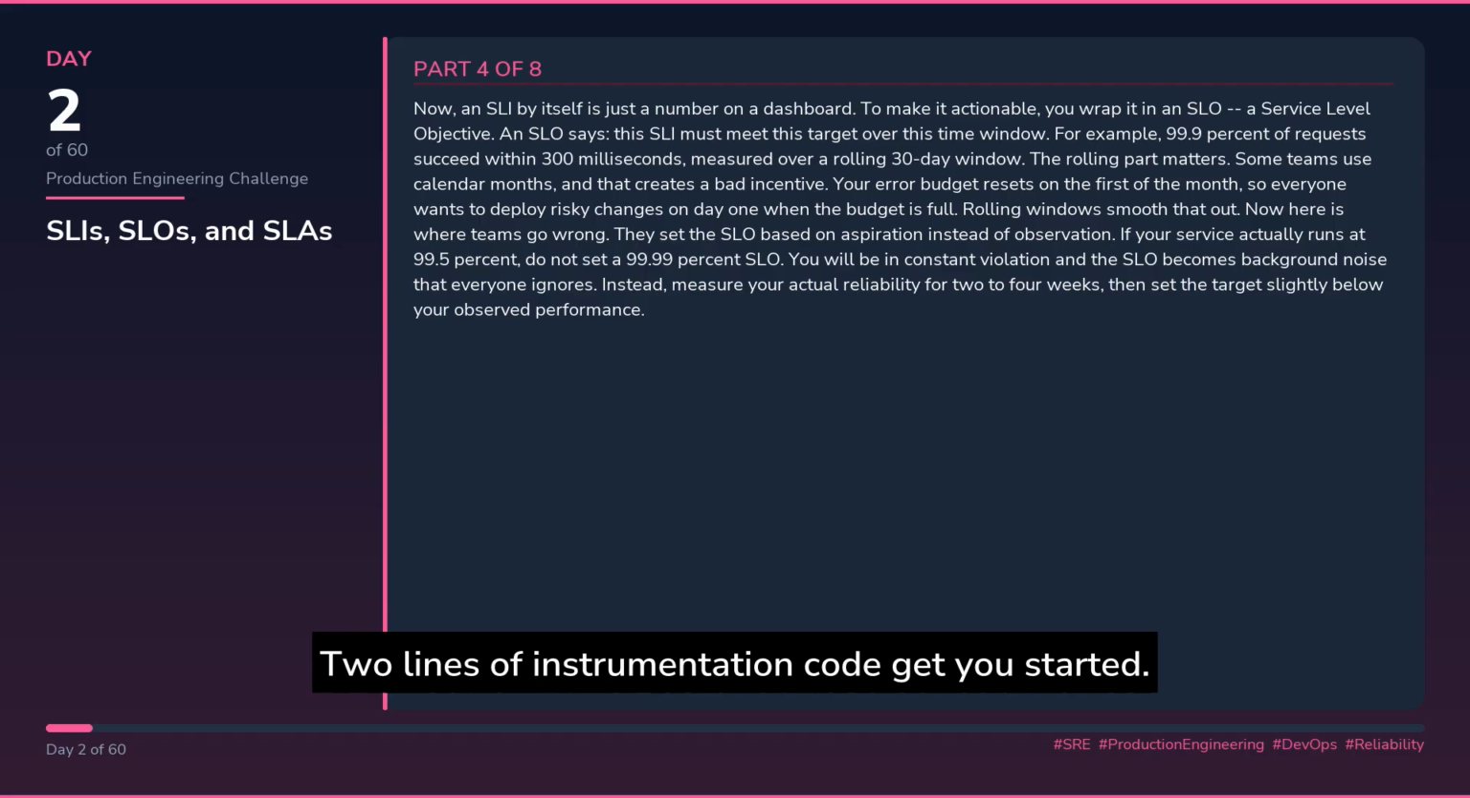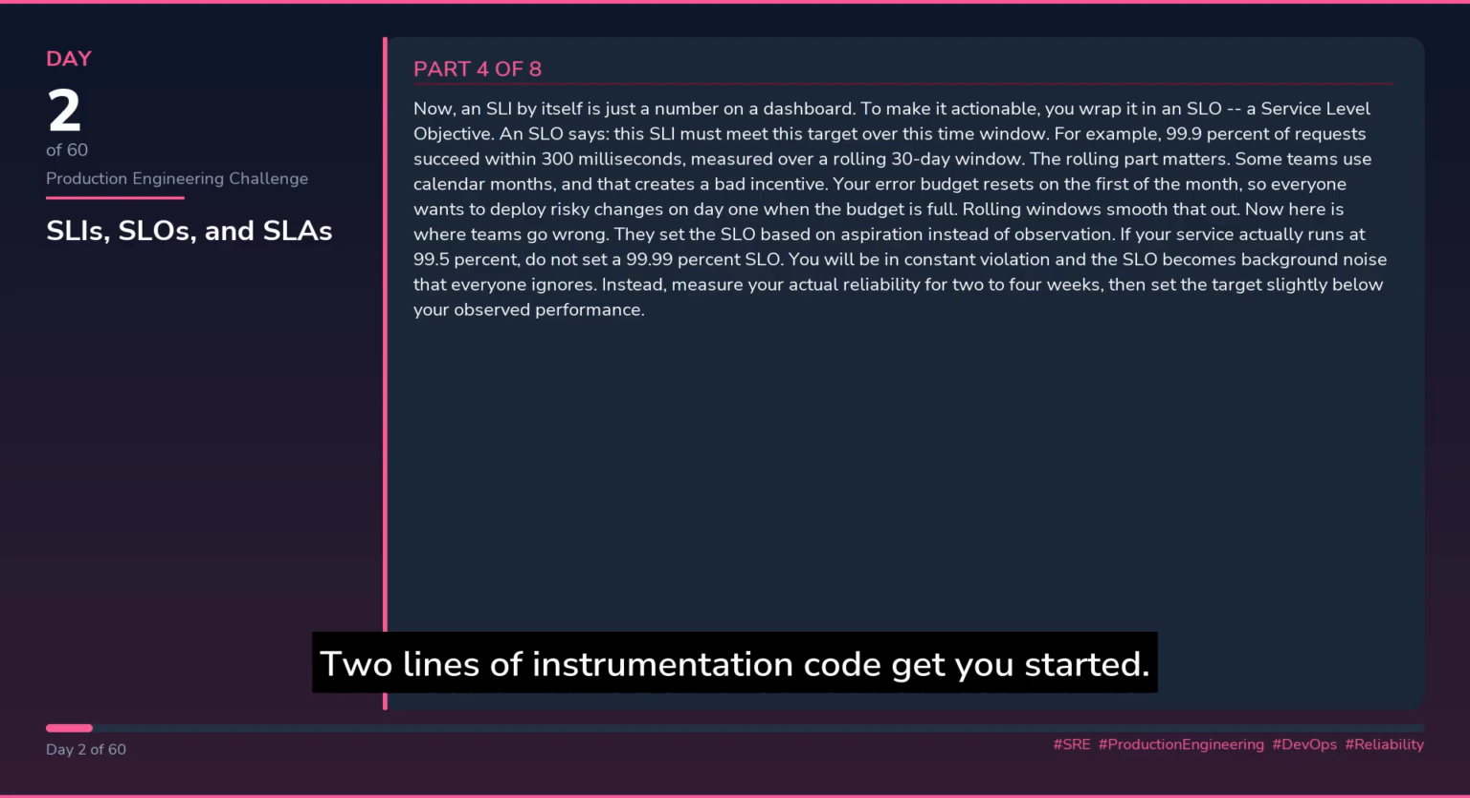Now here is where teams go wrong. They set the SLO based on aspiration instead of observation. If your service actually runs at 99.5%, do not set a 99.99% SLO. You will be in constant violation and the SLO becomes background noise that everyone ignores. Instead, measure your actual reliability for 2 to 4 weeks, then set the target slightly below your observed performance.